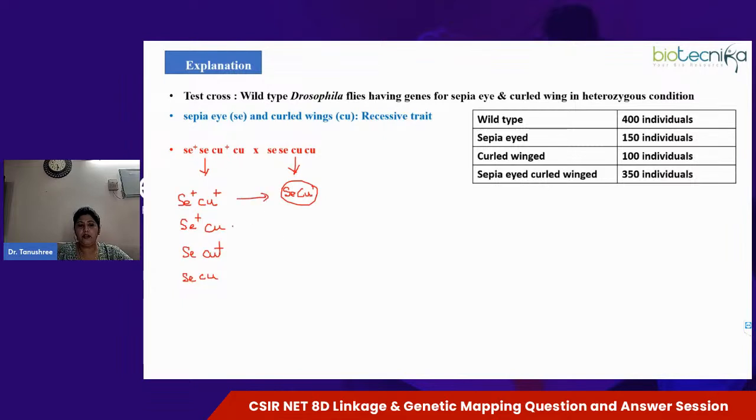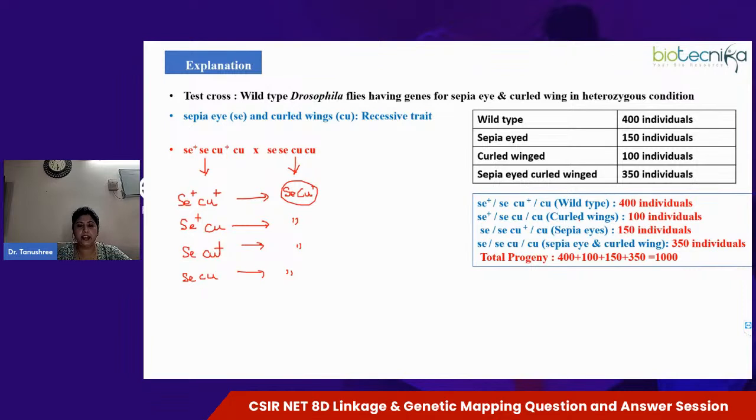Depending upon the gamete of the other parent they fuse with, this is the result you will get. This genotype will give you wild type, which is already mentioned, 400 individuals. Then curled wings: although we will get wild type for eyes, for wings it will be curled. And here, because the alleles coding for sepia eyes are in homozygous condition, we get sepia, and here we get sepia and curled wings. So total progeny is 1000, right?